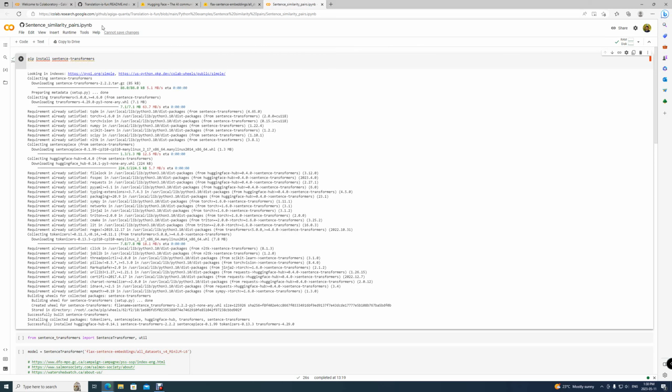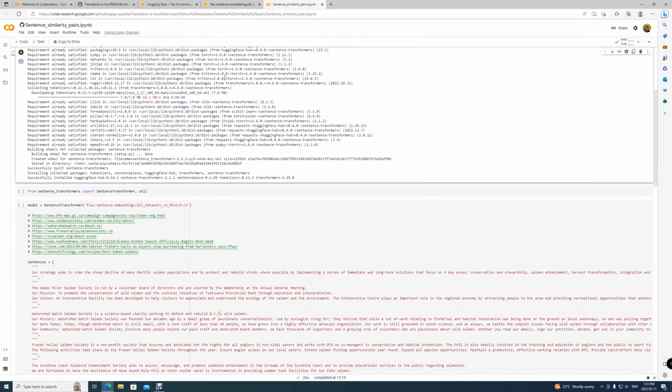Our first Jupyter Notebook, sentence similarity pairs, can recreate that model, but in Jupyter Notebook, where we can tweak the model a bit more if we want to. First, we run pip install sentence-transformers. This is the package from Hugging Face. By running pip install, we have now pulled this package down into our notebook.